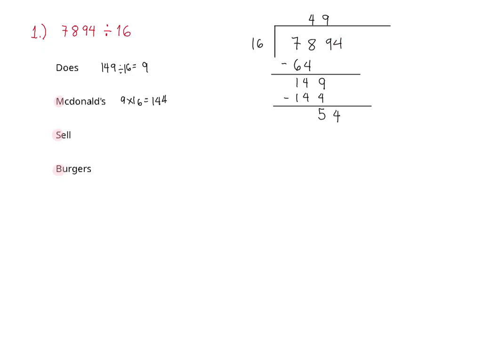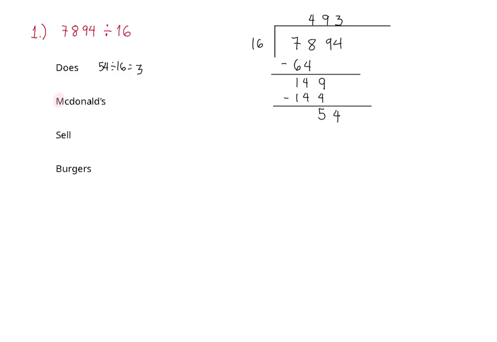Now let us repeat the process. Divide 54 by 16. How many times does 16 go into 54? And it goes 3 times. Write the 3 next to the number 9 in our answer.